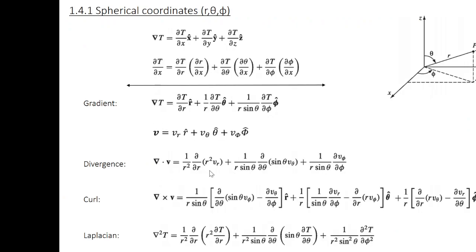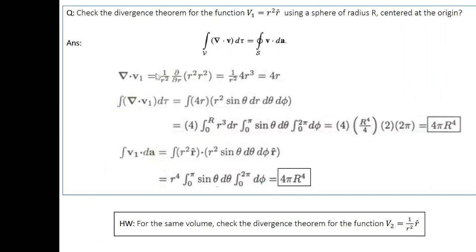Divergence is this formula. And if you look at our function v1, it has only r components. So essentially, you need to compute only the first term, 1 over r squared del by del r of r squared v_r. Okay, so let's do that. 1 over r squared del by del r of r squared times v_r. Now what is v_r? v_r is r squared. So 1 over r squared times 4r cubed, so this is 4r. Now do the volume integral.